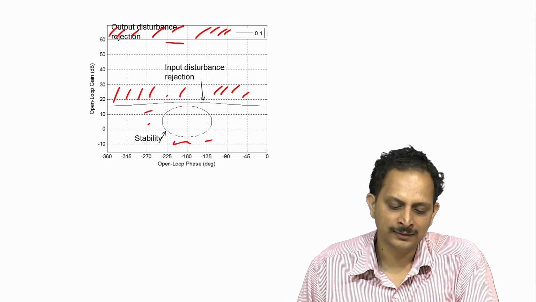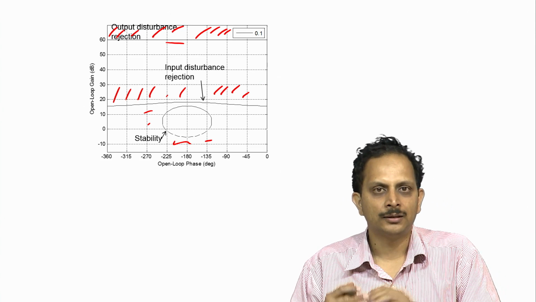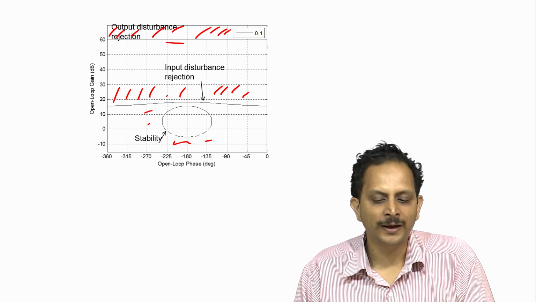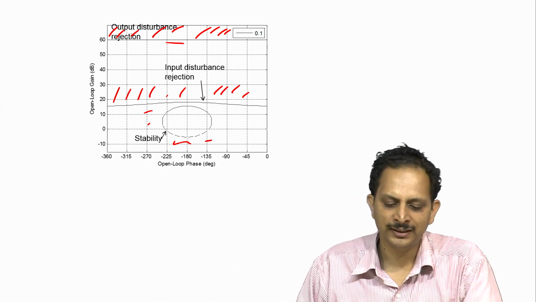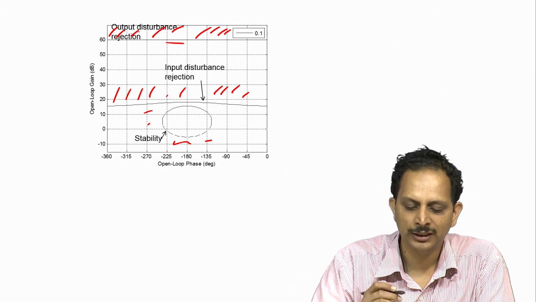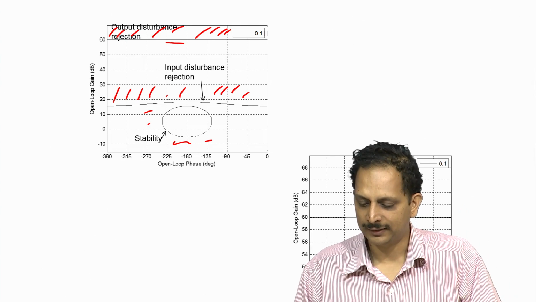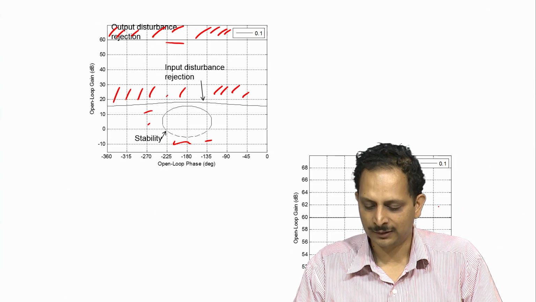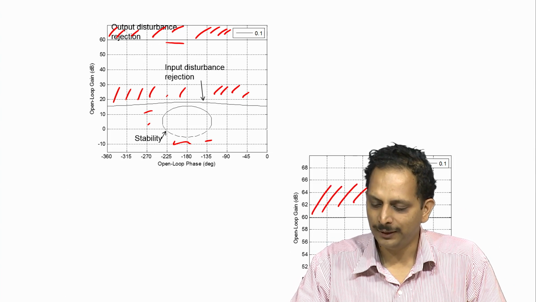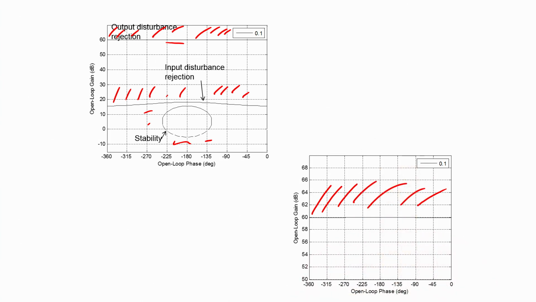And you see that there is no real intersection between these 3 curves, and the permissible area within which the loop gain can lie at 0.1 radian per second is essentially the area that is above the highest of these curves, which is essentially the bound set by the output disturbance rejection specification, and that has been shown in this graph here. So the area above 60 dB is the area in which the loop gain can lie at 0.1 radian per second for it to simultaneously satisfy all the 3 specifications at this particular frequency.